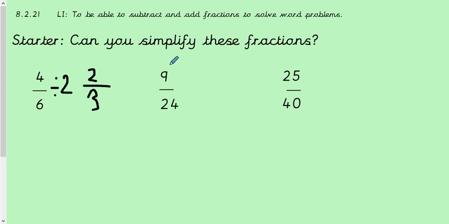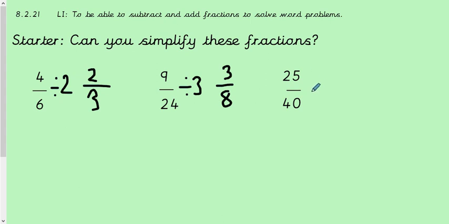9/24. So with this one, you had to work out what times table both 9 and 24 were in. We can't divide them by 2 because 9 is an odd number, but hopefully you realised they were in the 3 times table. So you could divide 9 by 3, which is 3, and 24 divided by 3, which is 8, which would give you 3/8. So 9/24 simplified is 3/8.